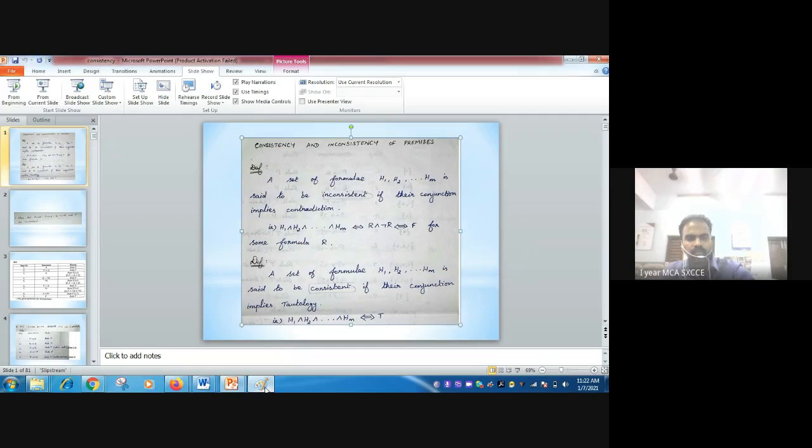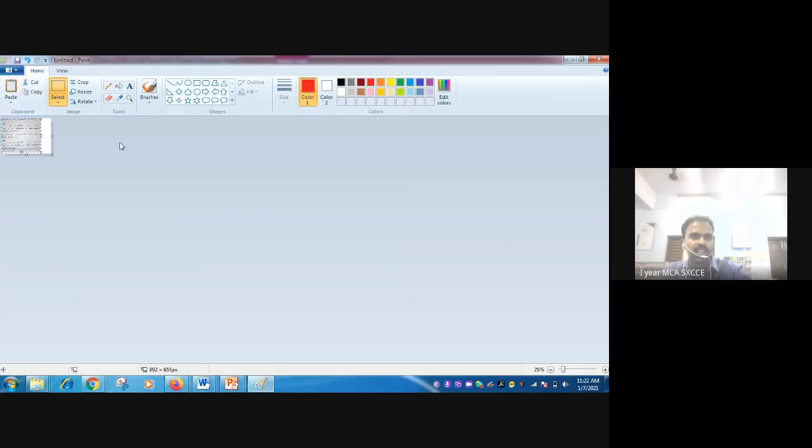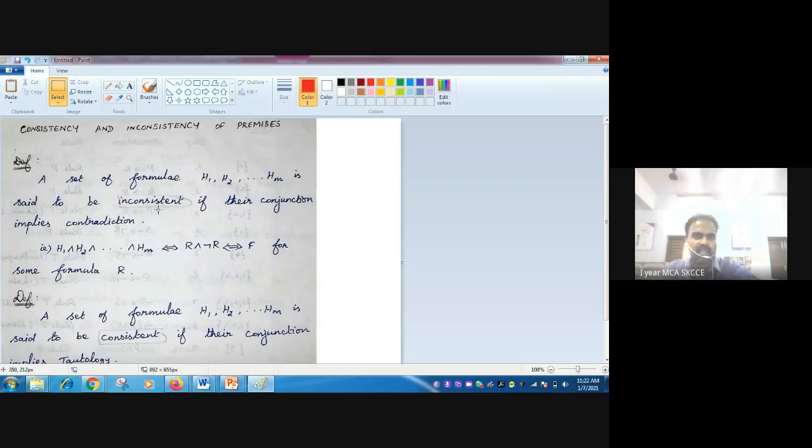Look at the definition. A set of formulae h1, h2, etc, hm is said to be inconsistent. Note the point: it is inconsistent if their conjunction implies contradiction.